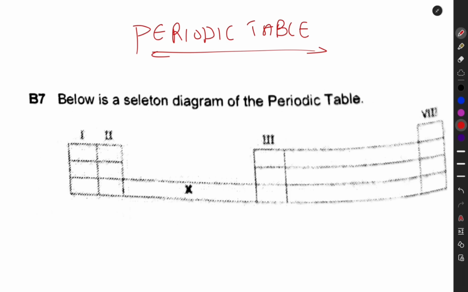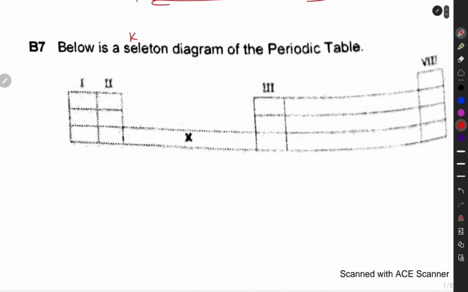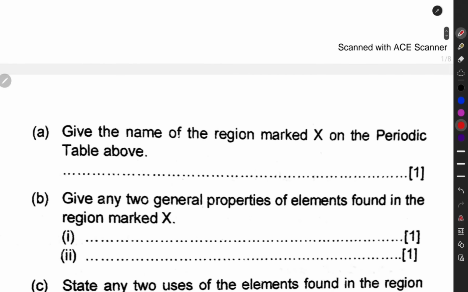Okay. So the first question that we are answering is this one. Below is a skeleton diagram of the periodic table. Just to indicate the group numbers, this is group 1, 2, that is group 3, and of course that is group 8. All right. So what is the first question here?